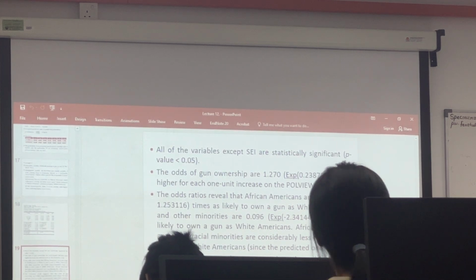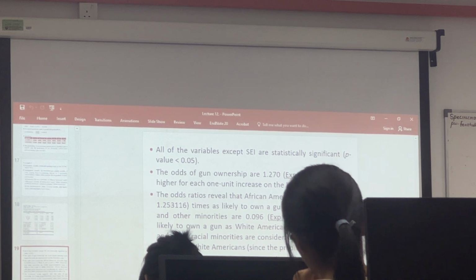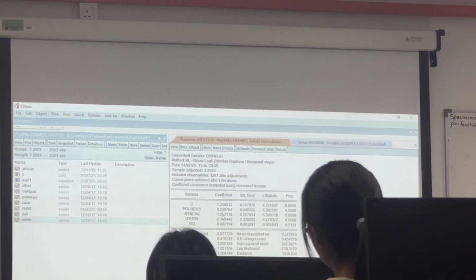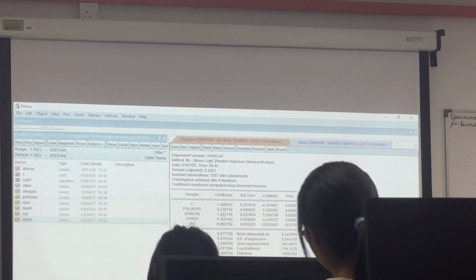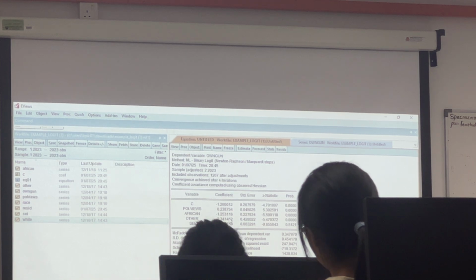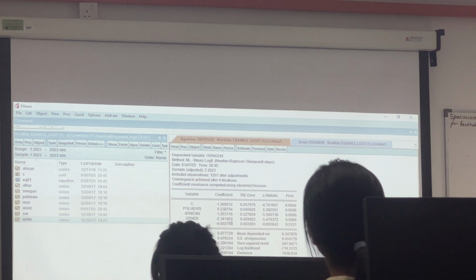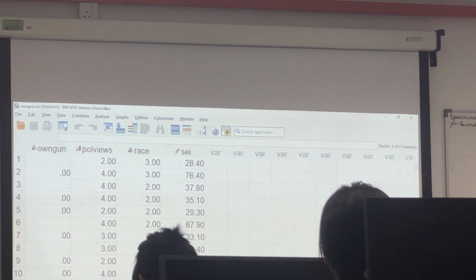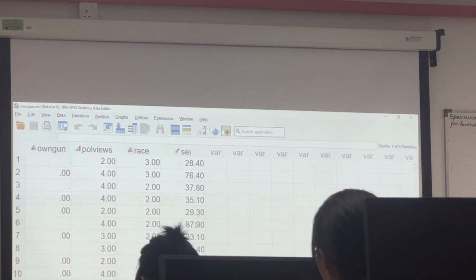Okay, so if you use SPSS, basically it's much easier. If you use R, you need to calculate the odds by taking the exponent of this one. You take the exponent of this value, and you get the estimate of the odds ratio. But if you use SPSS, you can directly get it. It produces in the output the estimated value of the odds ratio. So for example, this one.